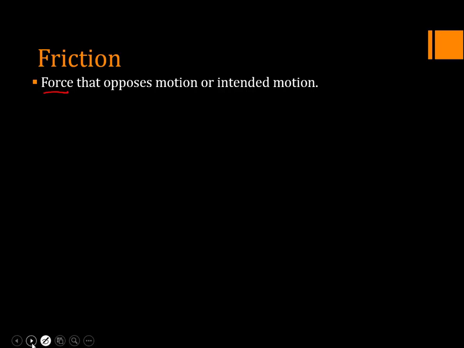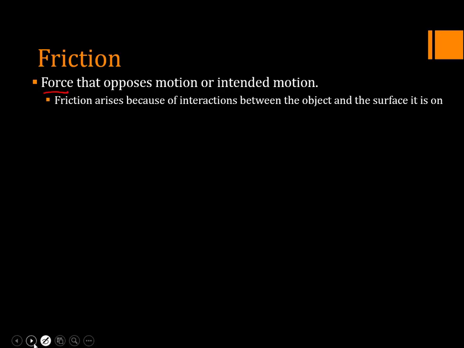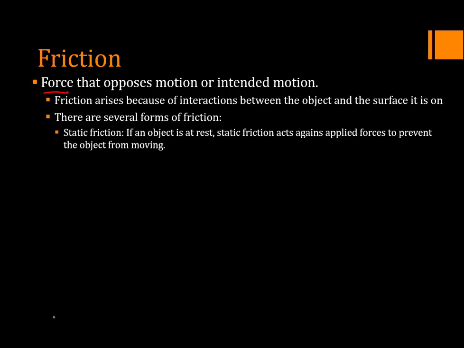We tend to think of friction trying to slow things down and stop it, but it can also prevent things from beginning motion. Friction arises because there's interactions between the object and the surface it's sitting on, or if it's like air resistance, the fluid it's moving through. So there's several kinds of friction, and we divide them up based on how they're acting or when they're acting. The first one to look at is static friction.